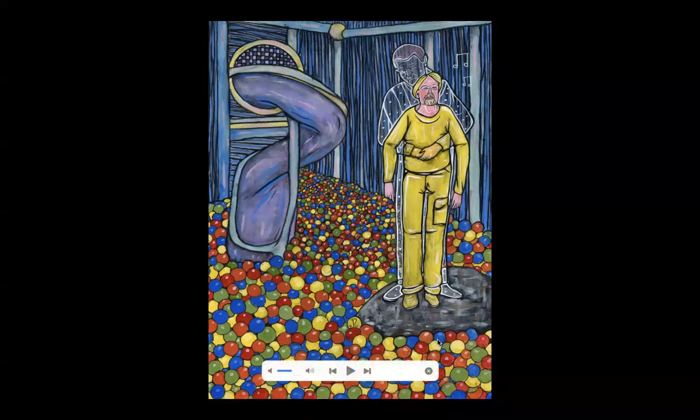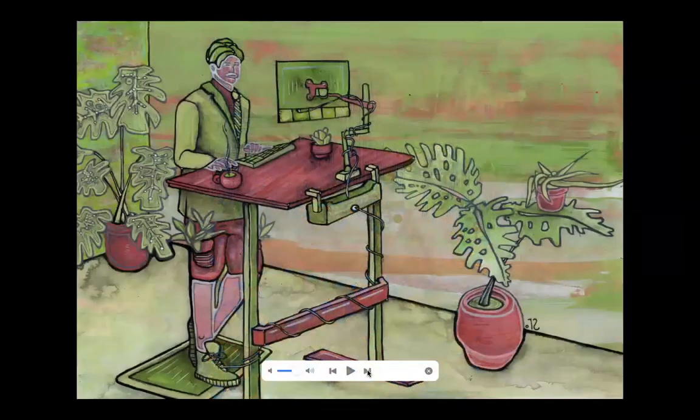So this one just took so long to paint all of those, and I'll never do all that painting again. Two more in this one.